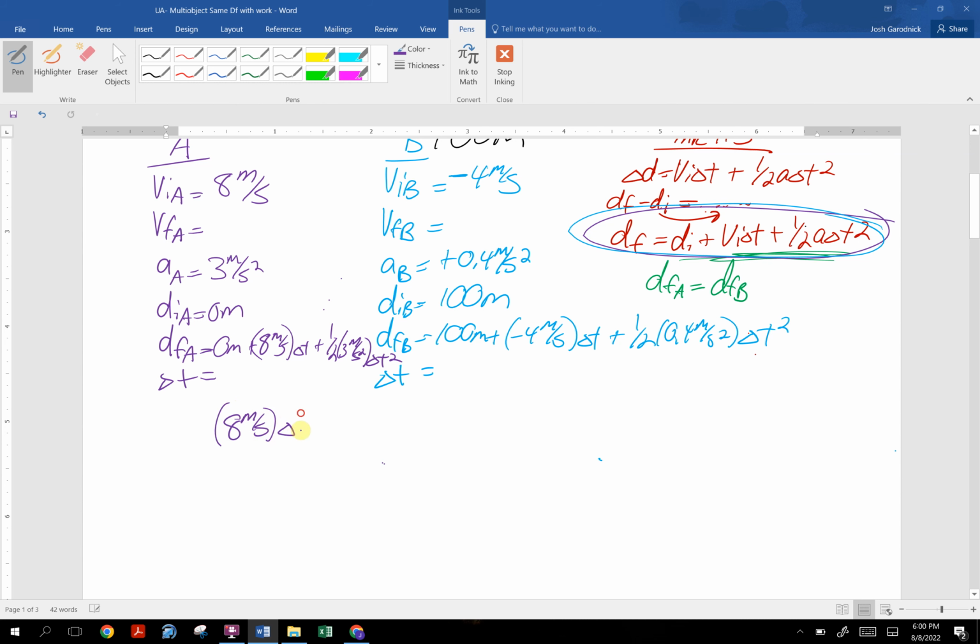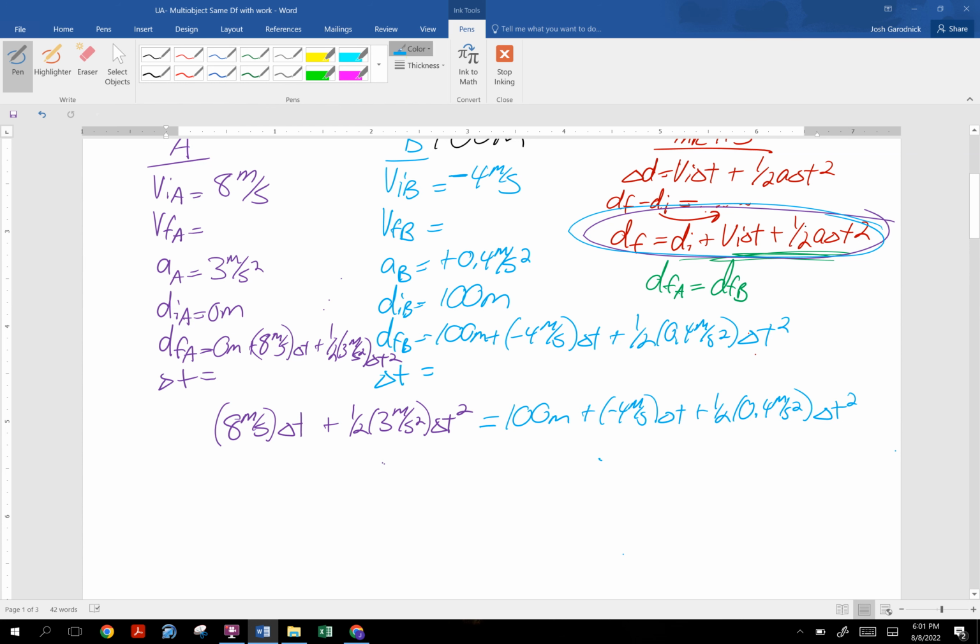Anyway, plus 1/2 3 meters per second squared, delta t squared, equals 100 meters plus negative 4 meters per second times time plus 1/2 acceleration times time squared. Again, the reason I can do this is I have an expression for final position. We know the final positions are the same. Therefore, we can set the expressions equal to each other.